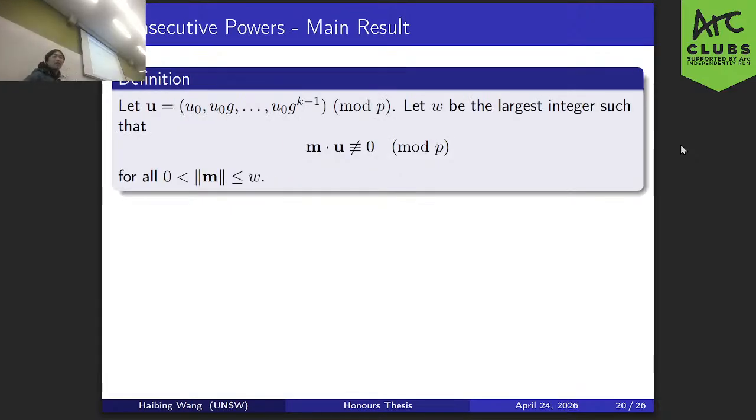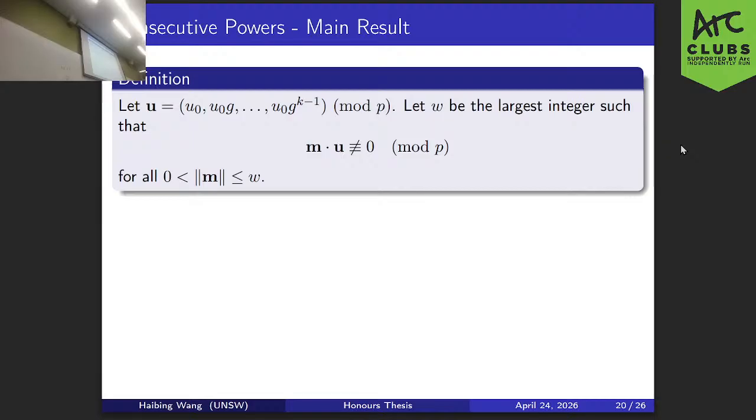So the thing that we actually use for this is this DOM, and this is going to help us with the bound. It's going to be a time in bound later. So we want to find the largest integer such that there is nothing. Remember, U is a set of consecutive powers, and we want to find the size for which nothing smaller than that size dots with U to be 0.